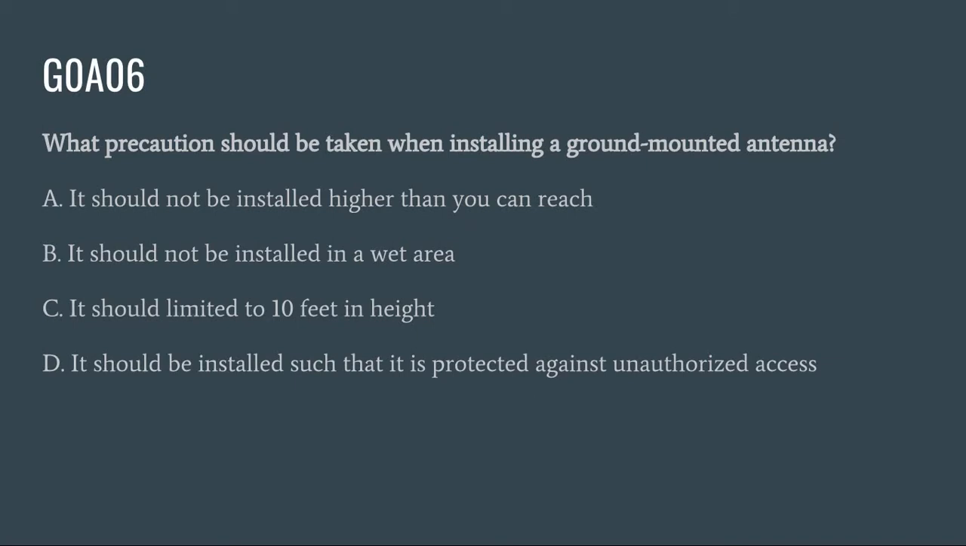G0A06, what precaution should be taken when installing a ground-mounted antenna? A, it should not be installed higher than you can reach. B, it should not be installed in a wet area. C, it should be limited to 10 feet in height. Or D, it should be installed such that it is protected against unauthorized access. Best answer here is D, it should be installed such that it is protected from unauthorized access.